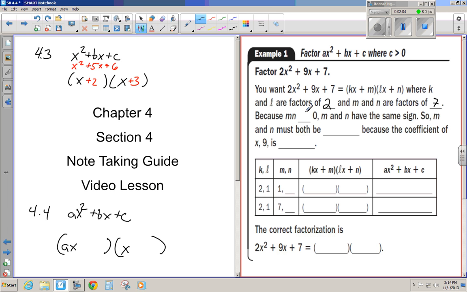Now, because m times n is greater than 0, m and n have the same sign. So m and n must both be positive, because the coefficient of x, 9, is positive. All right, this is what it means.